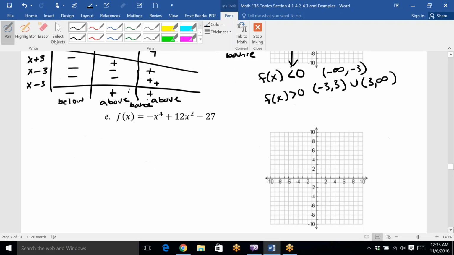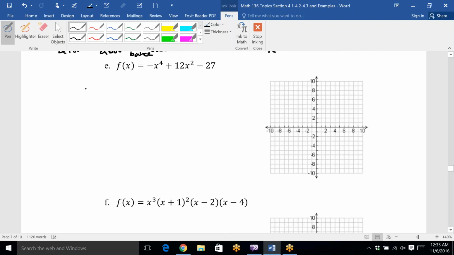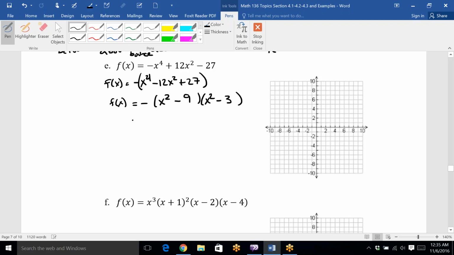Okay, let's look at part E. So for part E, you are supposed to try to factor it first to see if it factors. I would probably pull out a negative. That would make that x to the 4th minus 12x squared plus 27. That means we can use same signs now. So we can think of factoring this into an x squared and an x squared, or we could use substitution if we want. And it looks like a minus 9 and a minus 3.